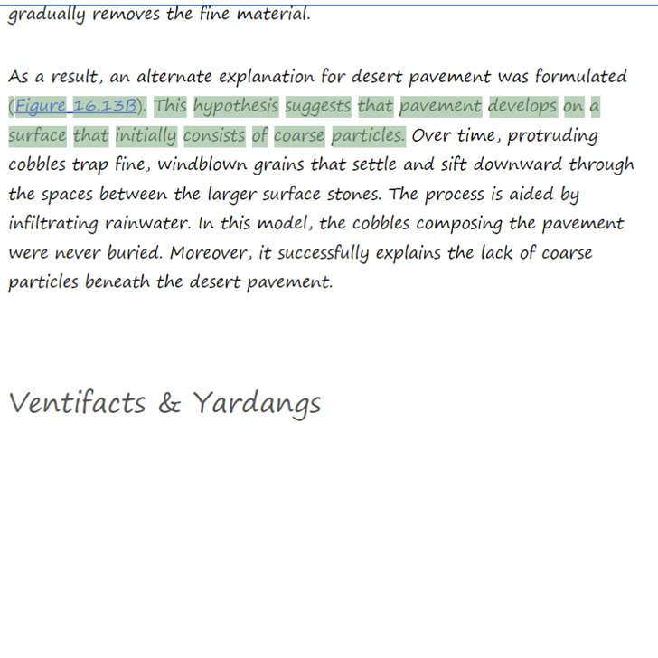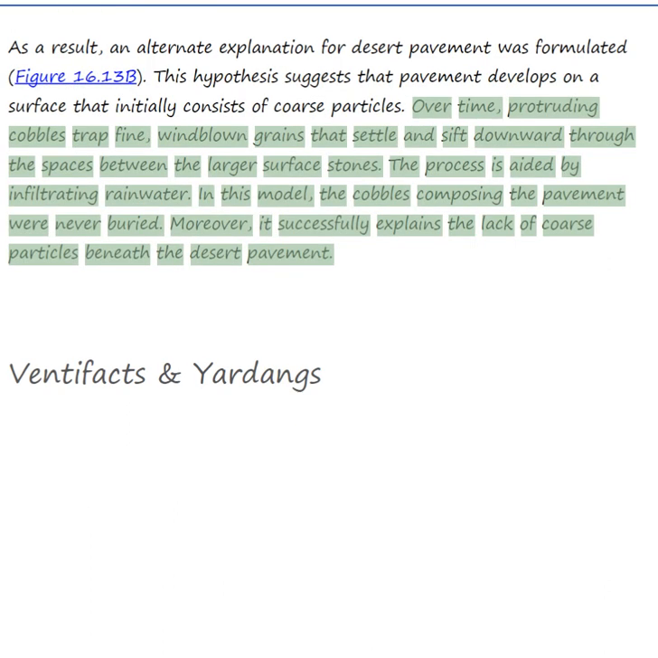This hypothesis suggests that pavement develops on a surface that initially consists of coarse particles. Over time, protruding cobbles trap fine, wind-blown grains that settle and sift downward through the spaces between the larger surface stones. The process is aided by infiltrating rainwater. In this model, the cobbles composing the pavement were never buried. Moreover, it successfully explains the lack of coarse particles beneath the desert pavement.